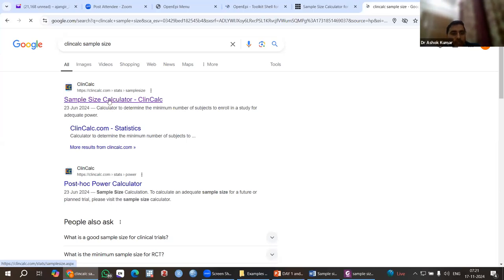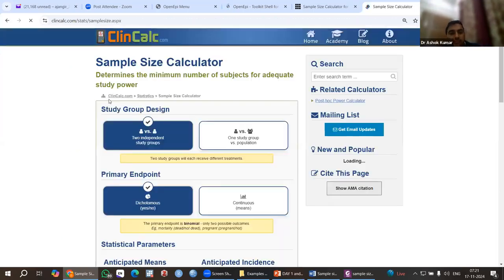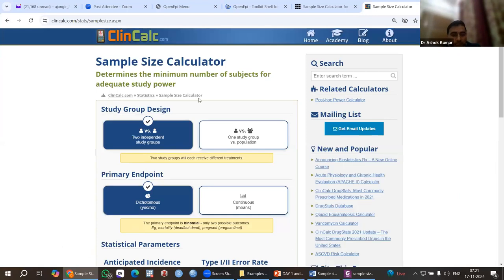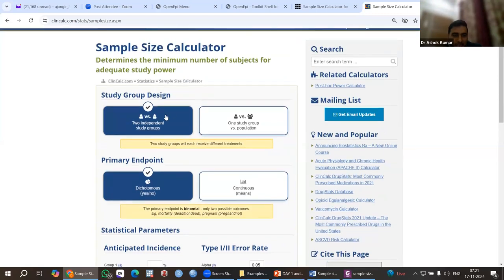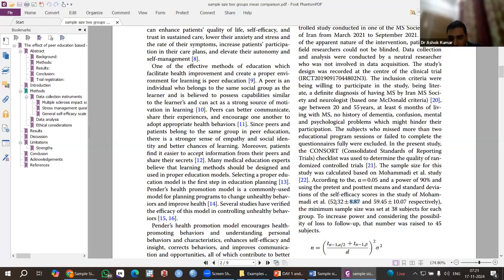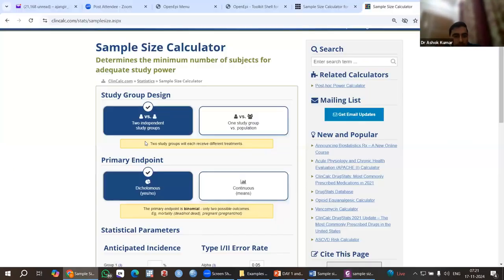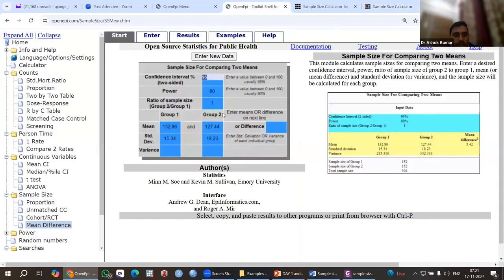You have to click this. Oh, this is coming like this. This is more sophisticated. Okay. So we want to calculate sample size for two groups, comparison of two group means. So we have to select here two independent groups, and this is for dichotomous, meaning bedsore yes, bedsore no, pass, fail. Okay, it came here. So first we will go for OpenAPI, then we will go for ClinCalc.